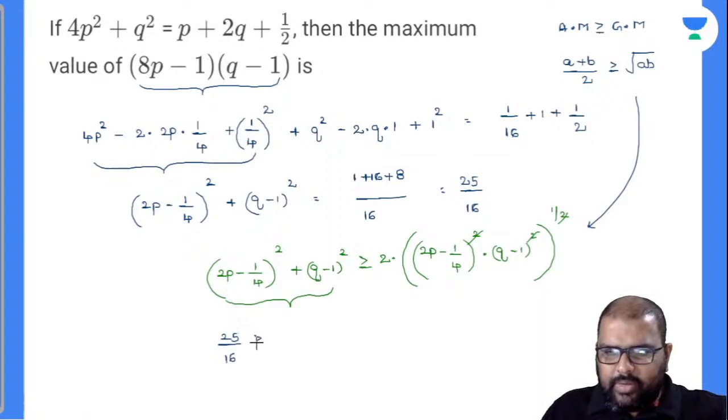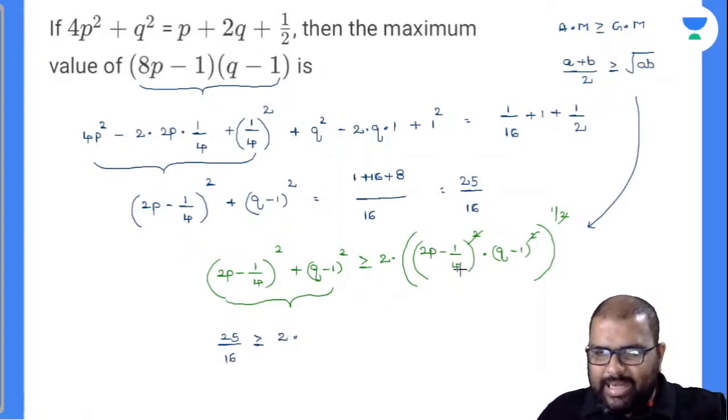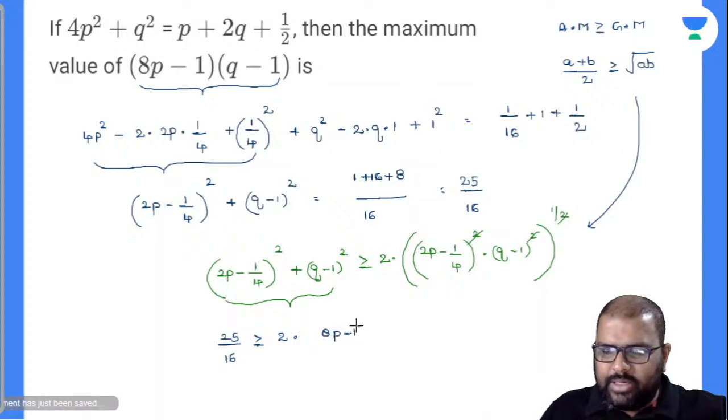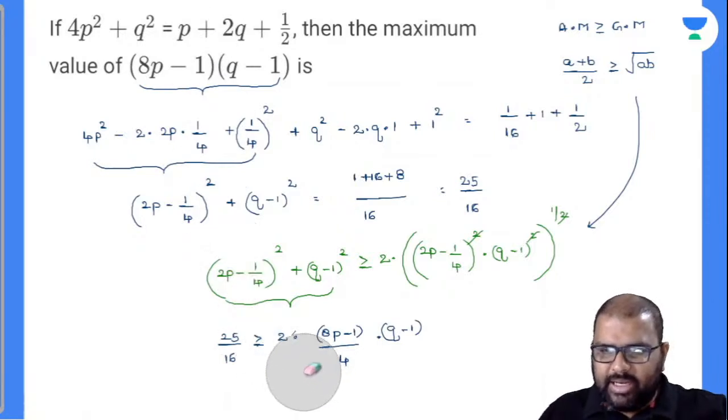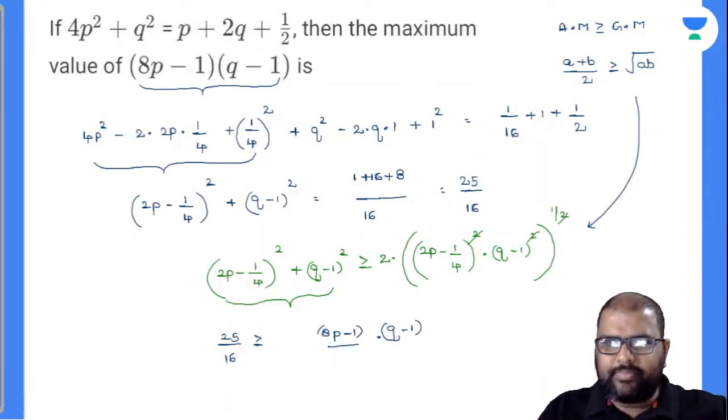Greater than or equal to 2 into, this will cancel, right, 20. This is 8p minus 1, 8p minus 1 divided by 4 into q minus 1. So see here, 2 1s are, 2 2s are, 2 1s are, 2 8s are. Finally, can I write down like this?